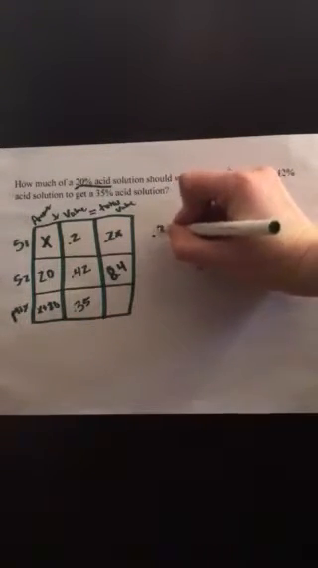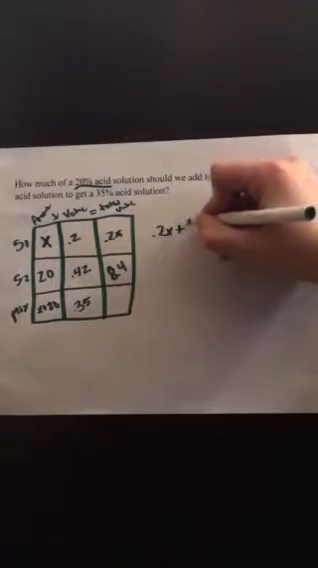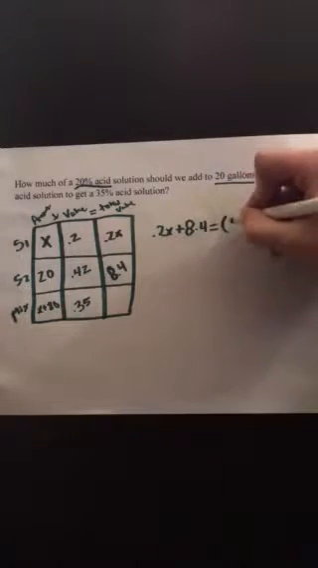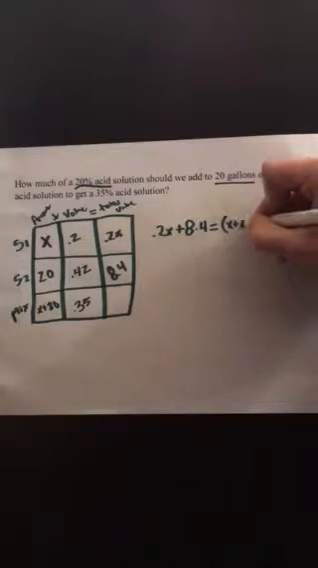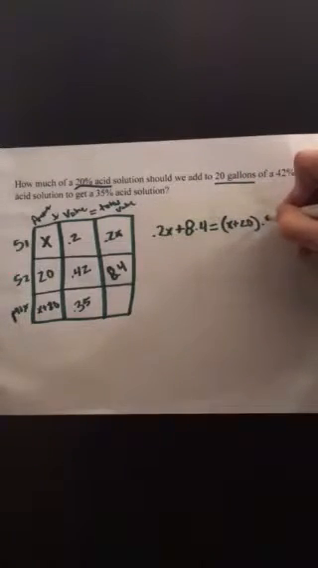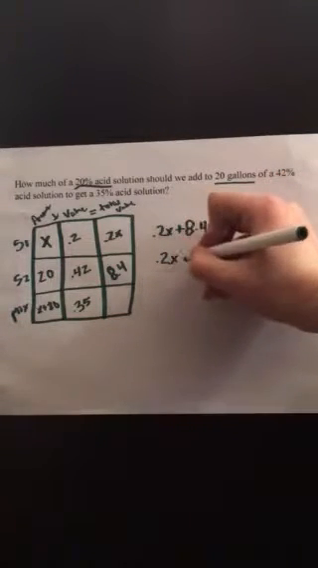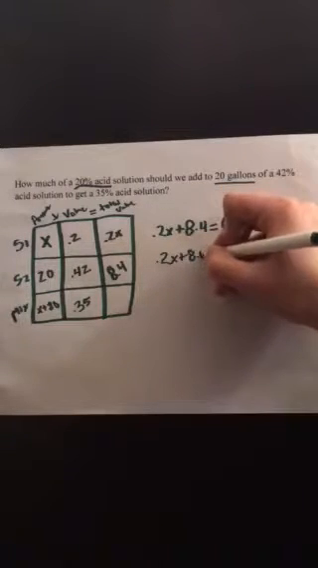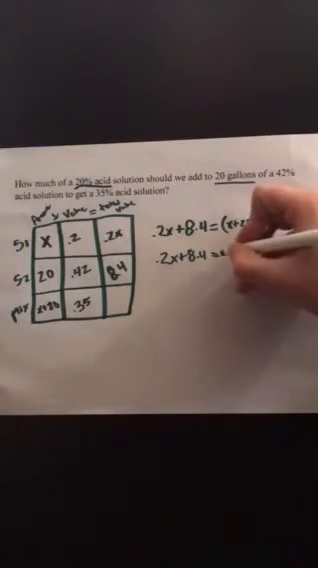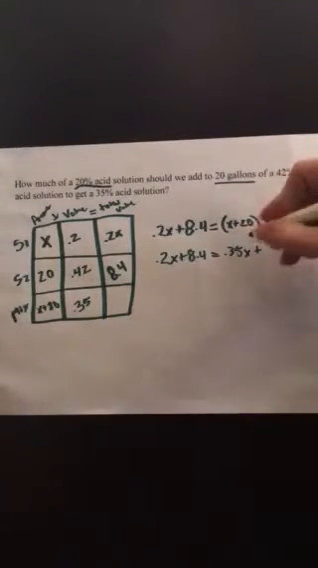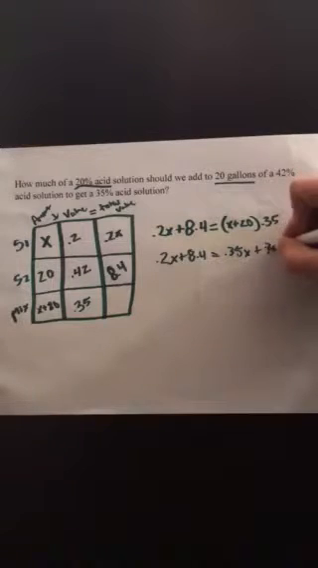So we have 0.2x plus 8.4 equals, we're going to put it in parentheses, x plus 20 times 0.35 or 35%. Okay. So first I want to multiply that, distribute it. So we bring that down, and then 0.35 times x is 0.35x, or 35% of x, plus 35% of 20, which turns out to be 7.